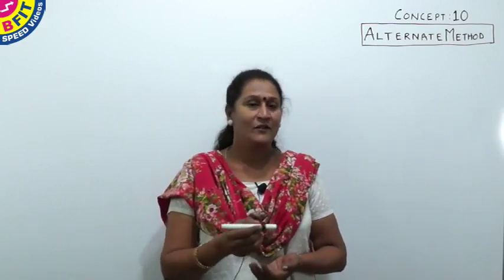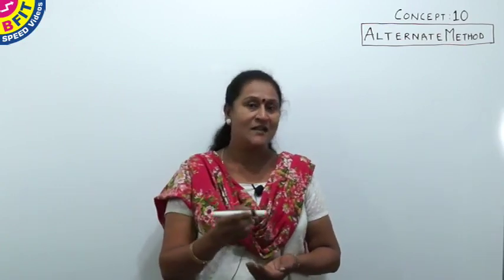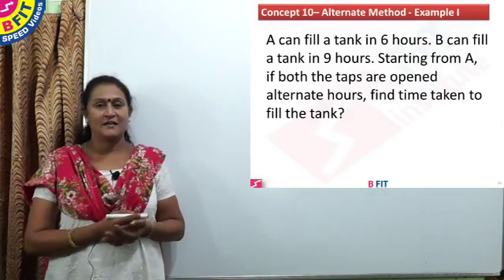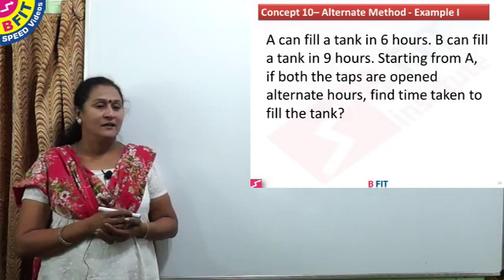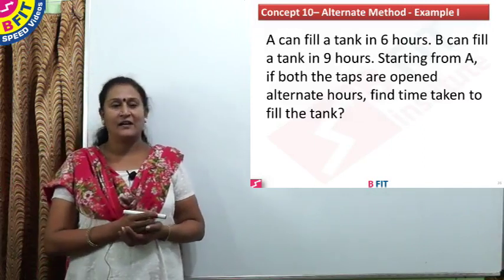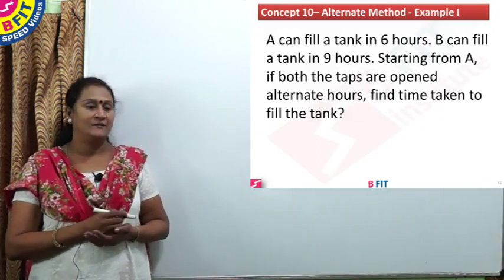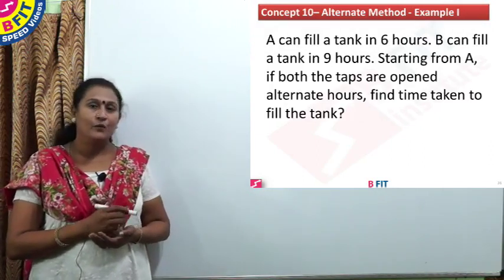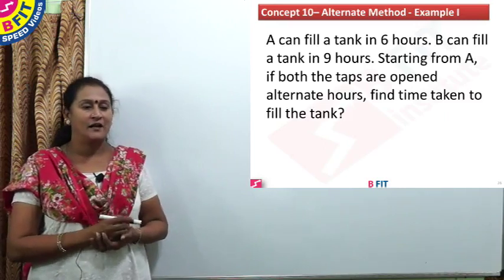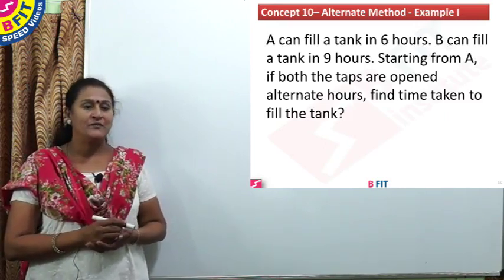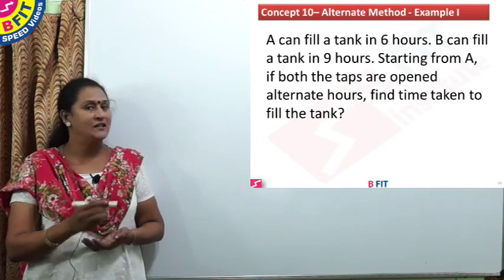So for this we'll refer an example and you'll understand that easily. So we'll see an example now. So the question is, pipe A can fill a tank in 6 hours. B can fill a tank in 9 hours. Starting from A, if both the taps are opened in alternate hours, find time taken by both the pipes to fill the tank. So we'll see the working.